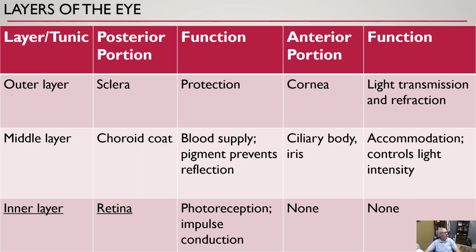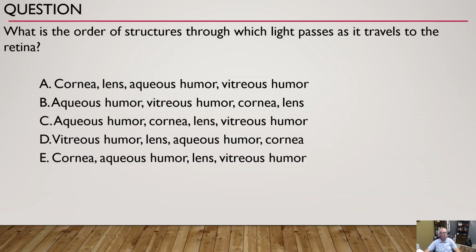So you're going to need to know a little bit about this slide, the outer layer, middle layer, and inner layer. All right, so what is the correct order of structures through which light passes as it travels through to the retina? All right, so remember that the first thing that it touches is the cornea, and the last thing that it touches would be the retina. So we'll do cornea here, and we'll do retina here.